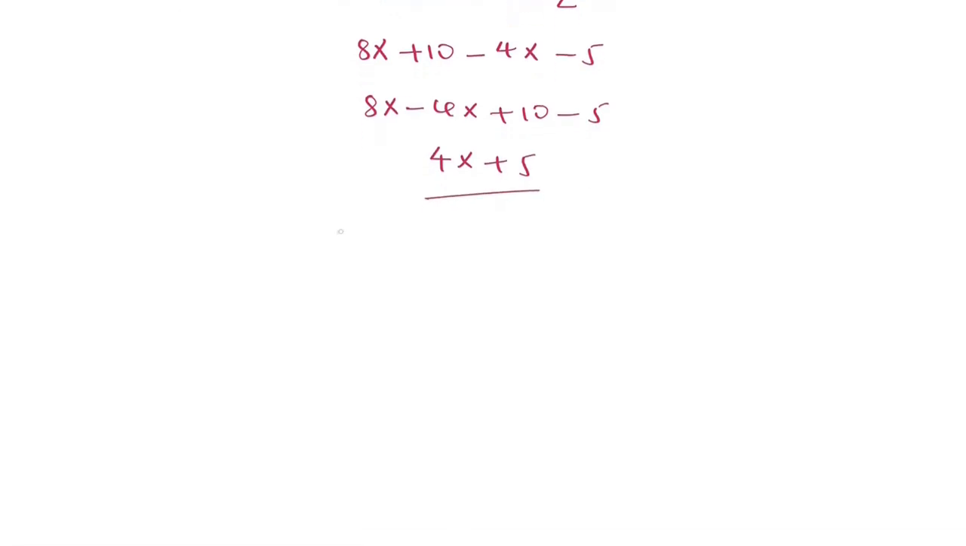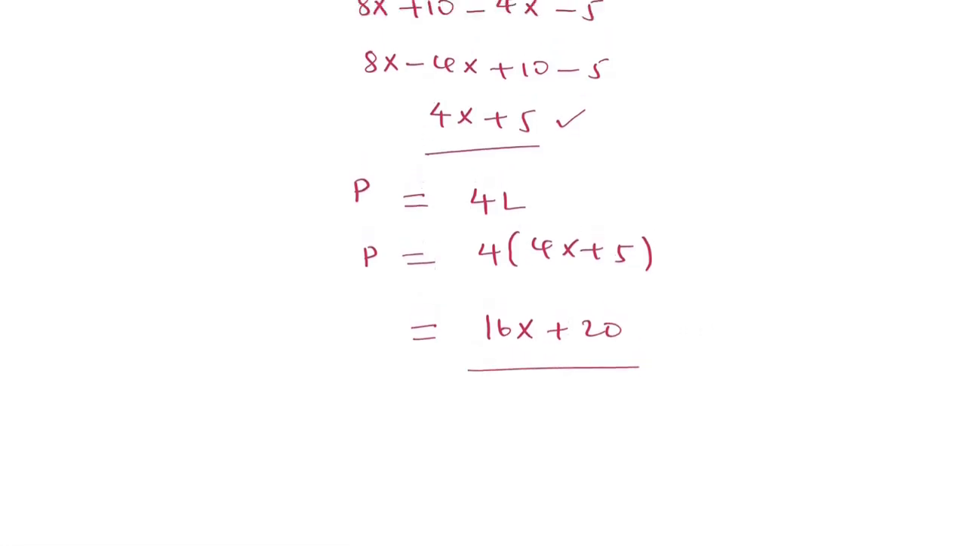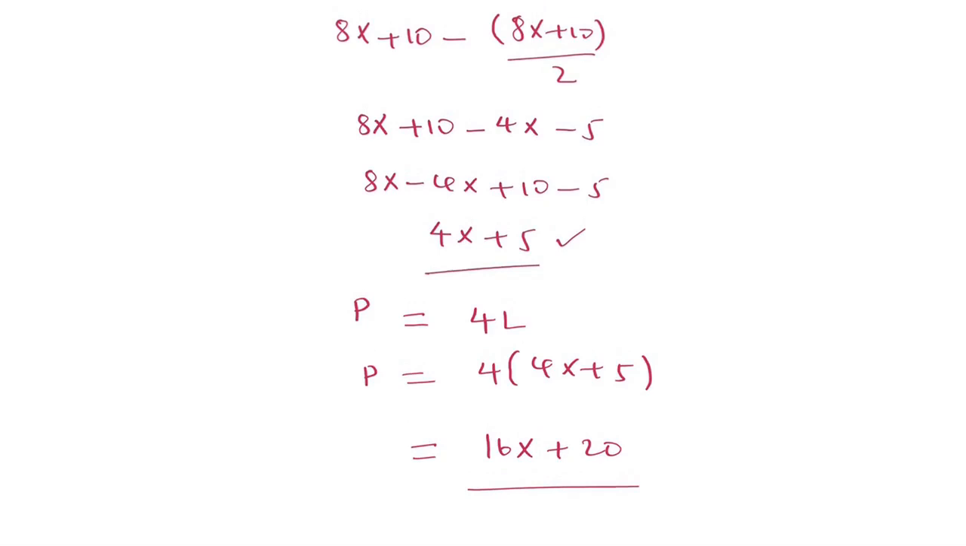Okay, so now let us recall the formula to find the perimeter of a square, which says perimeter equals 4 times length. So let us now substitute the length we have. Then perimeter is going to equal 4 times, in brackets, 4x plus 5. Let us now open the brackets by multiplying 4 with each term within the brackets. Then our expression is going to be 16x plus 20. And this is going to be our answer.